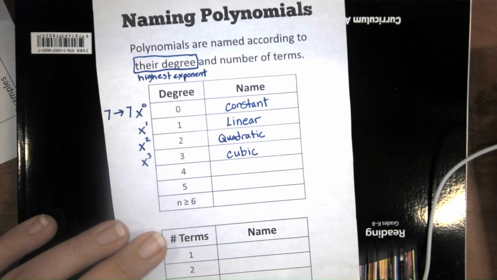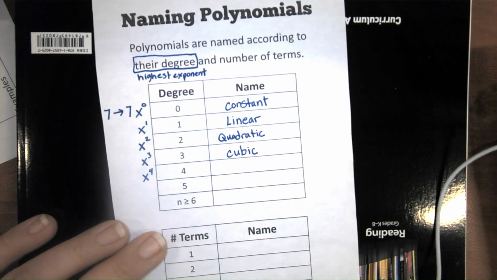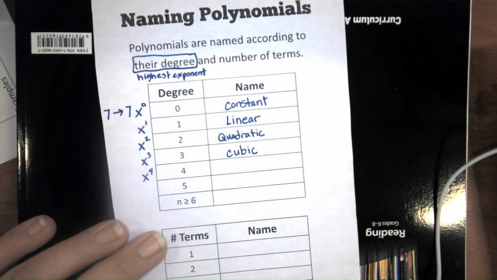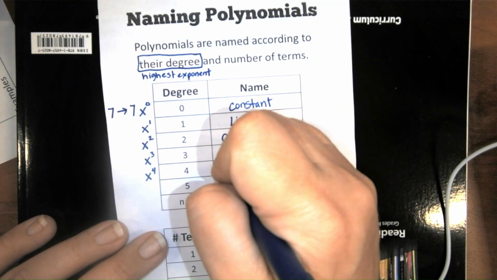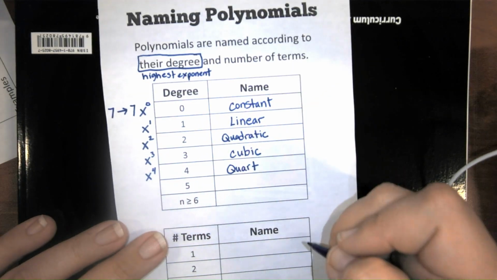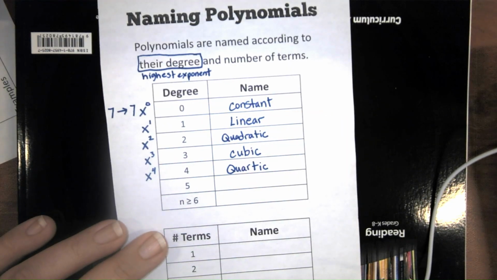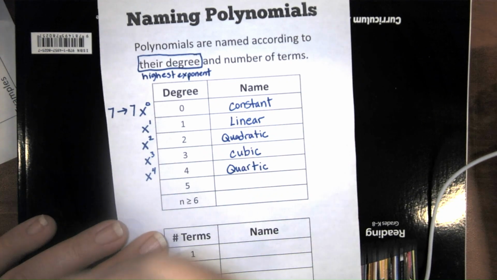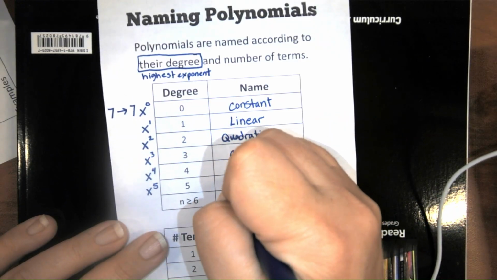Now 4 and 5 are probably new, but they kind of break down similarly. So if you think about an x to the 4th power, think about words that mean 4 of something, or like cut into fourths. So the word quartic is what we use. Quart, you know, like quarters, with an IC on the end. So quartic is what we call a 4th degree polynomial. A 5th degree polynomial is quintic, like quintuplets.